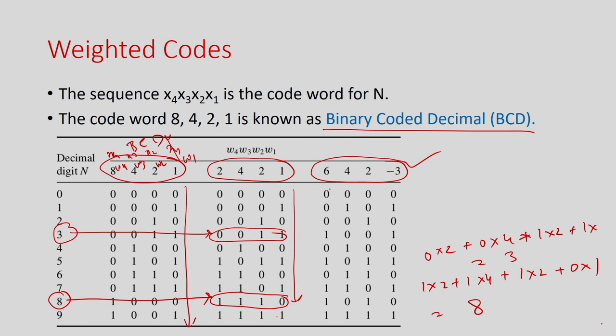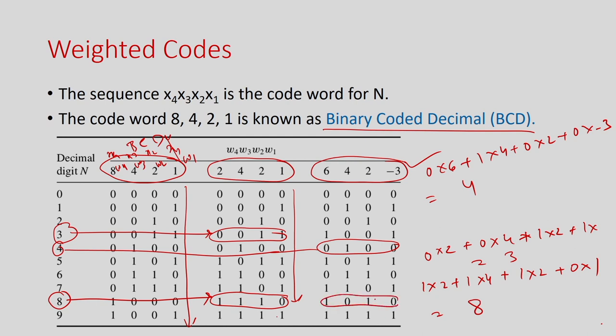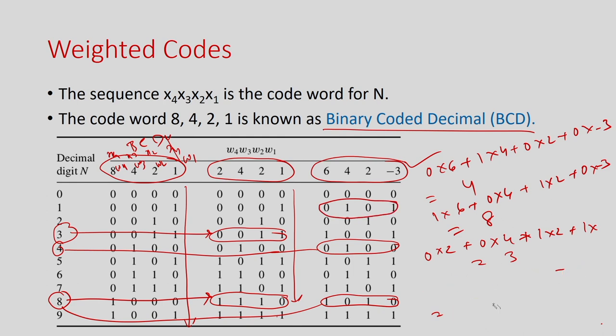Similarly, here the weights are 6, 4, 2, minus 3, okay. So, if you take say this one, it is 0 into 6 plus 1 into 4 plus 0 into 2 plus 0 into minus 3, which is basically 4. So, this is representing the number 4, right. So, if I take this one, it is 1 into 6 plus 0 into 4 plus 1 into 2 plus 0 into minus 3, which is 8, right. So, this is representing 8. Let me take one of them which has 1 here. So, let me take this one. So, here if I take this one, it is 0 into 6 plus 1 into 4 plus 0 into 2 plus minus 3 into 1.